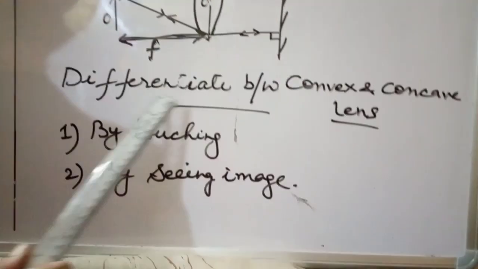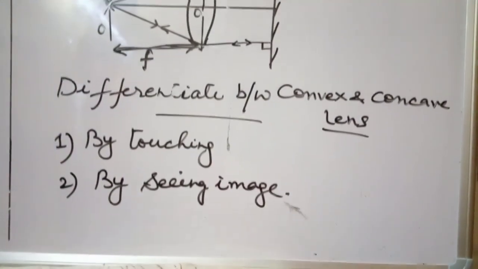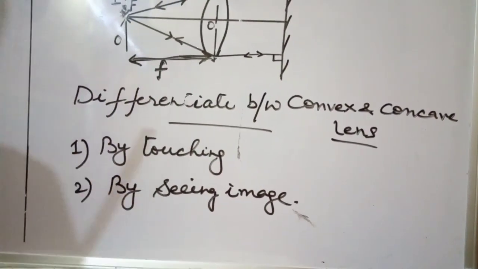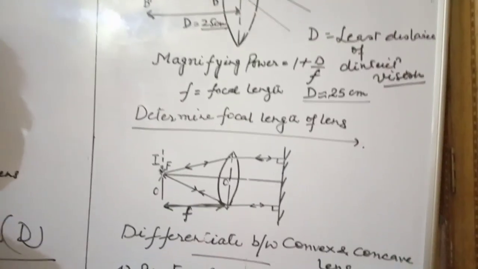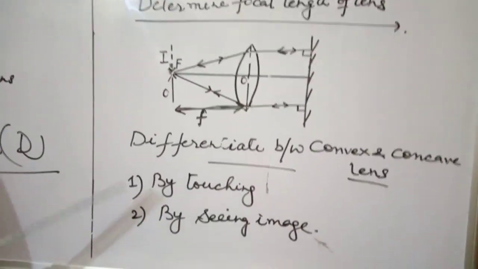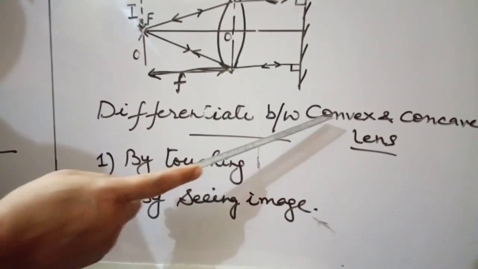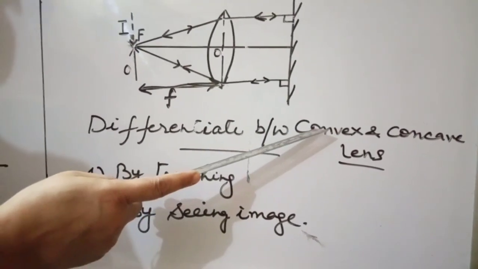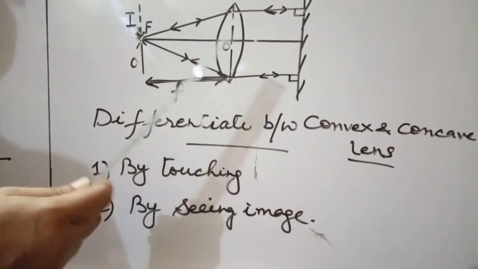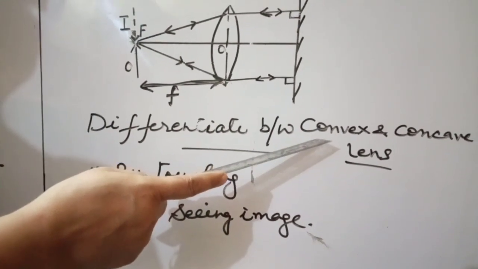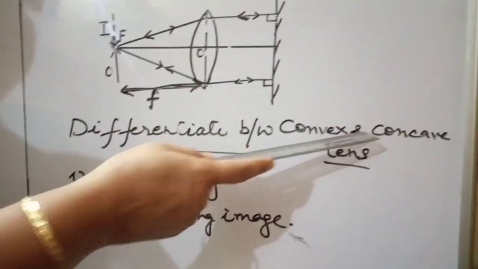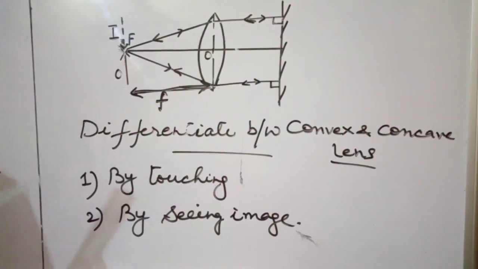Next, the last topic: differentiate between a convex lens and a concave lens. You are provided with 2 lenses, convex and concave. How will you identify which one is convex and which one is concave? For that, we have 2 methods. One method is by touching. You know a convex lens is thicker in the center and thinner at the edges. You touch it. If it is thicker in the center, then it is a convex lens. If it is thicker at the edges, it is a concave lens.